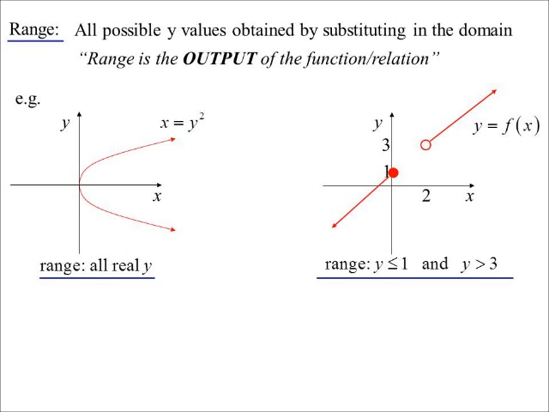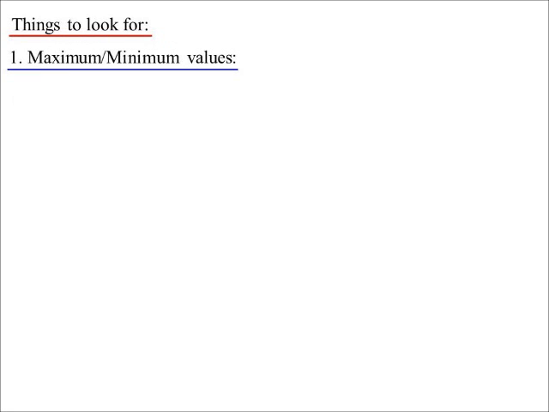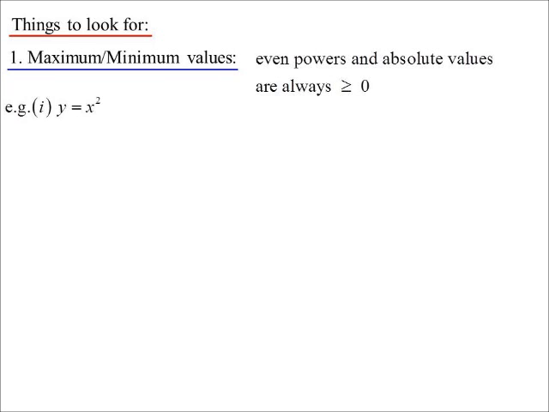What do we look for? Maximum and minimum values. We know even powers and absolute values are always going to be positive. So here's a very basic one. There's our parabola. Again, pretend I don't know what it is. y equals x squared. But what I know is the x squared will always be greater than or equal to 0. Therefore, the output of this y will always be greater than or equal to 0. So the range is y is greater than or equal to 0.